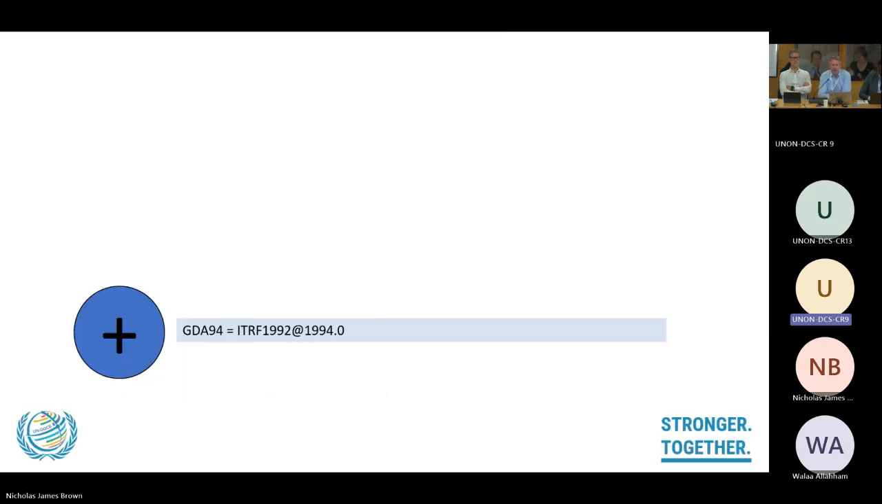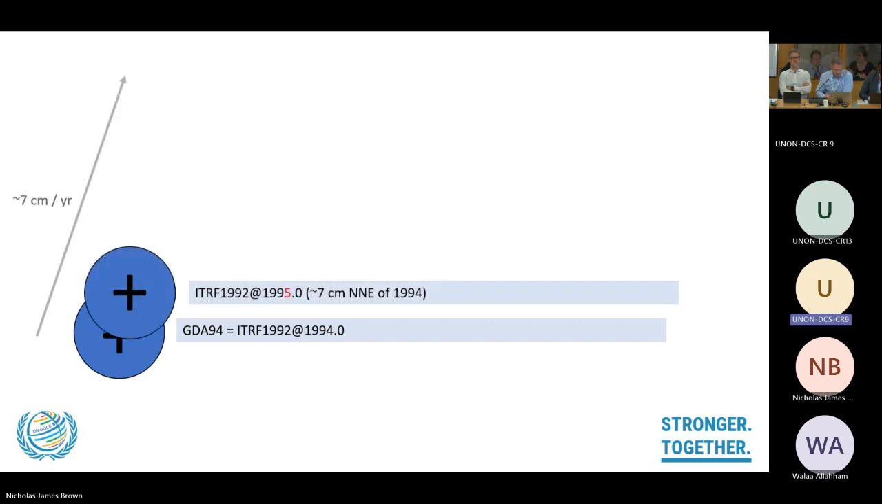So here's an example of the change that we went through, to give you an example from Australia. We had a datum which was the Geocentric Datum of Australia 1994, and it was based on ITRF 1992 on the 1st of January 1994 as our reference epoch. If you compare that with ITRF 1992 at 1995, so 1 year on, you can see that the coordinates have moved by 7 centimeters per year to the northeast.